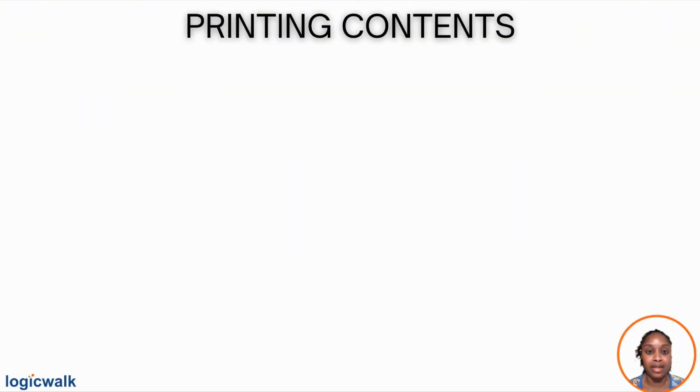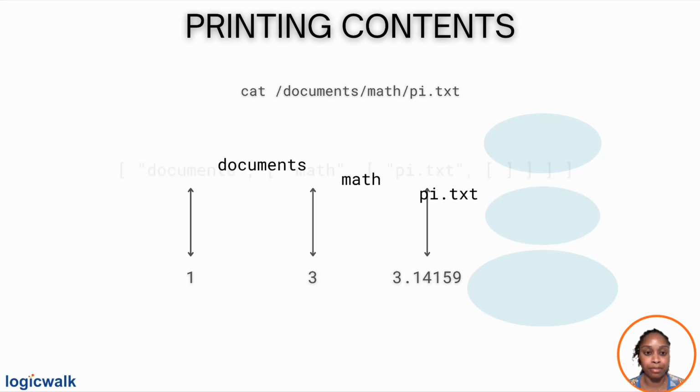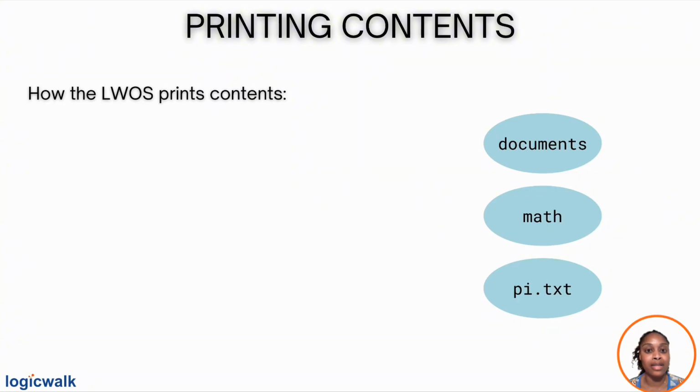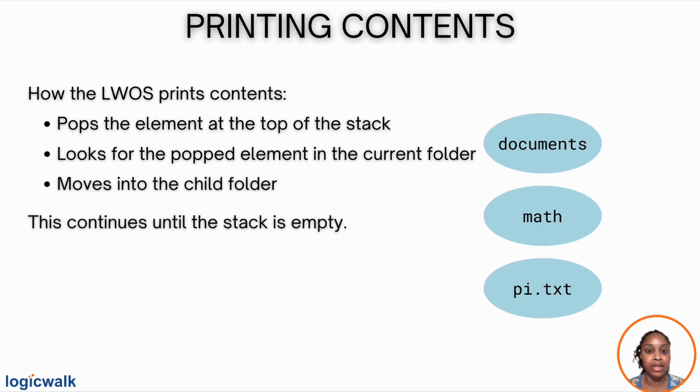Suppose we ask the operating system to print the contents of the following file using the cat command. The first thing the Logicwalk OS does is split the file path using the /. This produces a sequence of names that the operating system must follow in order: documents, then math, then the pi text file. Before we begin, let's take a look at how each file and folder is represented or mapped inside the operating system. The LWOS then pops the stack, looks for the popped elements in the current folder, and moves to the child folder. This process repeats until the stack is empty.